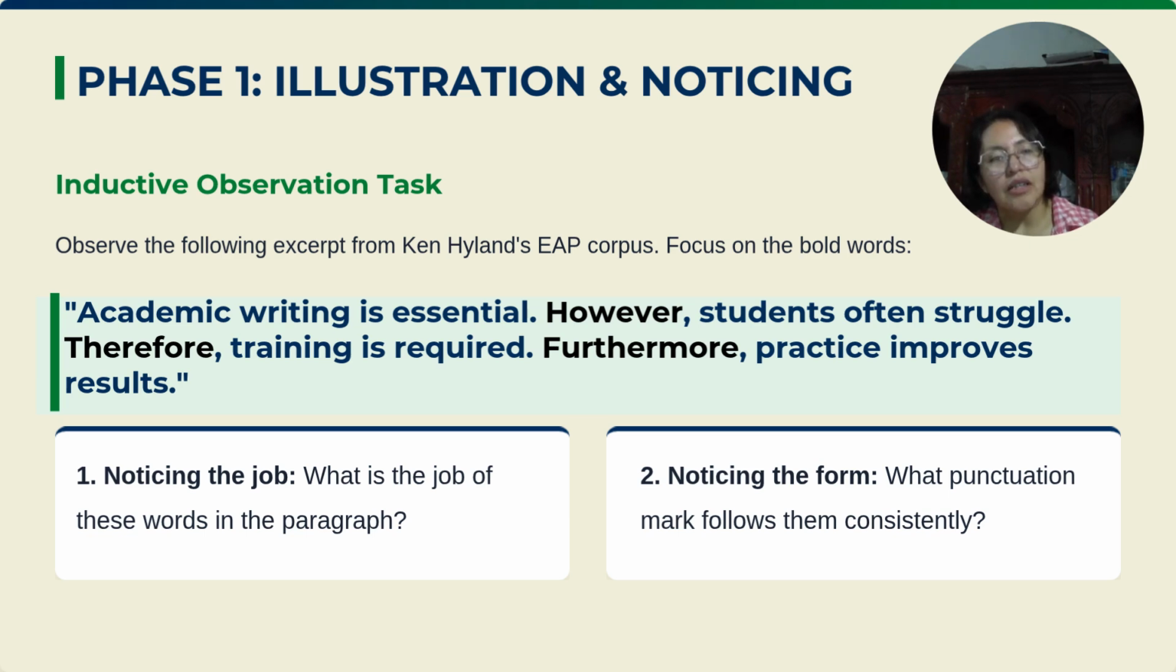Question 1. What is the job of these words in the paragraph? Excellent. Their job is to connect different ideas. Question 2. What punctuation mark follows them consistently? Exactly. Every single bold word has a comma right after it. Great job. You are amazing language detectives.